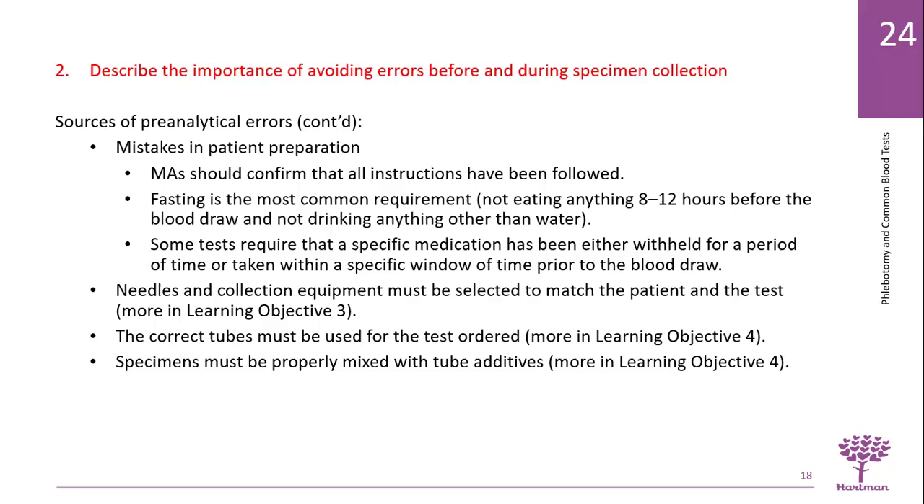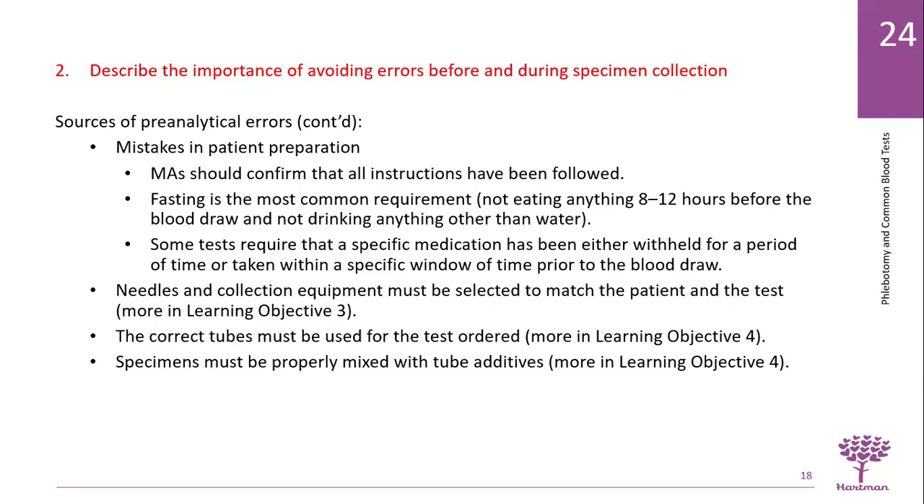Needles and collection equipment must be selected to match the patient and the test. You can't use a needle that's way too big for the person you're drawing blood from, because it will change the way the blood comes out. The blood may come out more clotted. So you have to use the appropriate size needle gauge, and we'll talk about that more later, but I just want you to recognize that right now.